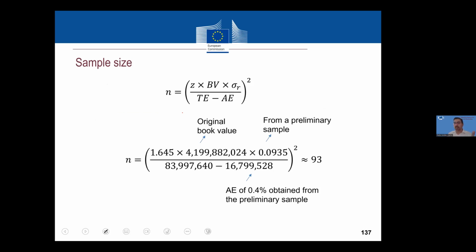I calculate sample size as usual. By the way, please remember that for the sample size, I use the data from the original sample. So this is the original book value. I don't know, standard deviation and anticipated errors probably come from a pilot sample or something. Doesn't matter, just for the sake of the illustration, imagine that I got a sample size of 93.